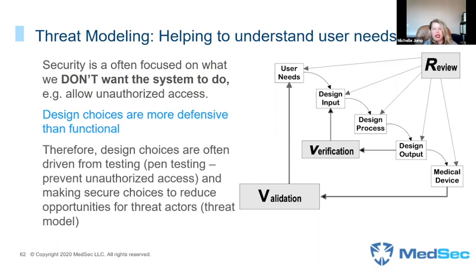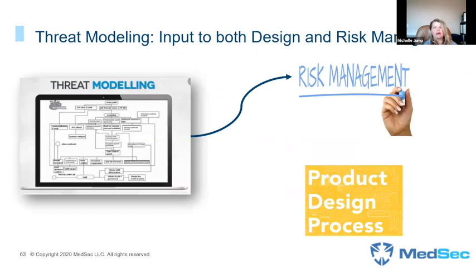So when you're thinking about your design, doing early pen testing to help drive your design to prevent that unauthorized access, making good secure choices to reduce opportunities for threat actors, leveraging that threat model for that can really help you design a more robust product that needs fewer controls. So that's my pitch for where I think you should feed threat modeling into design.